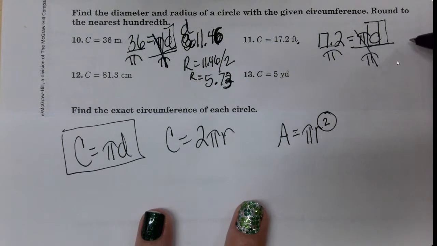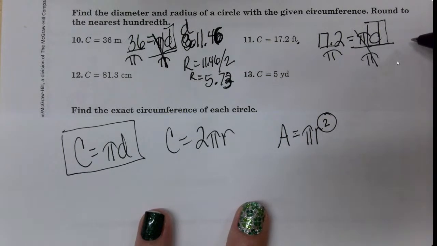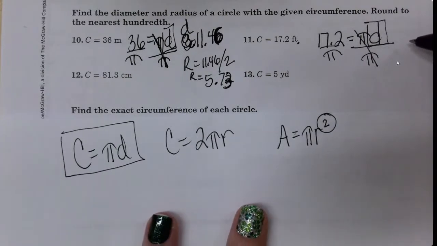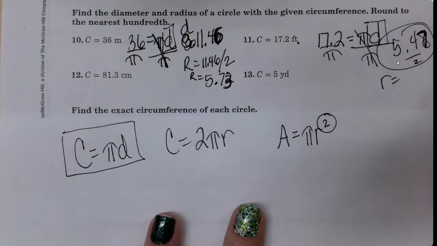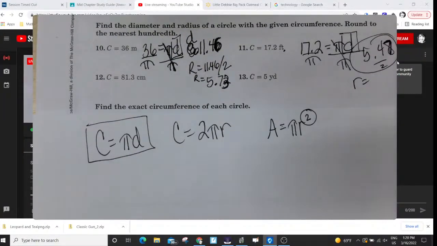Don't guess. You're holding calculators. Do the math. What is it? 48. And then to find our radius, 47. And then find our radius, we divide by 2, right? Does it round up? Y'all know how to round?